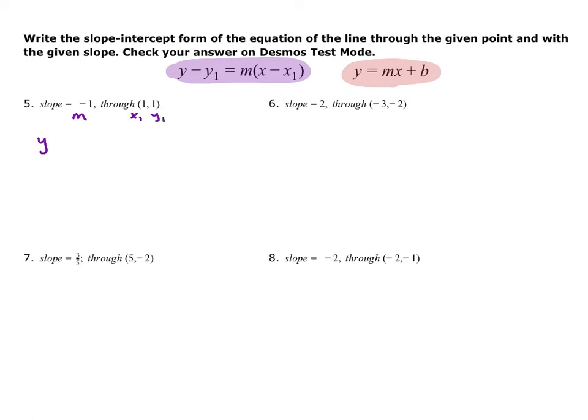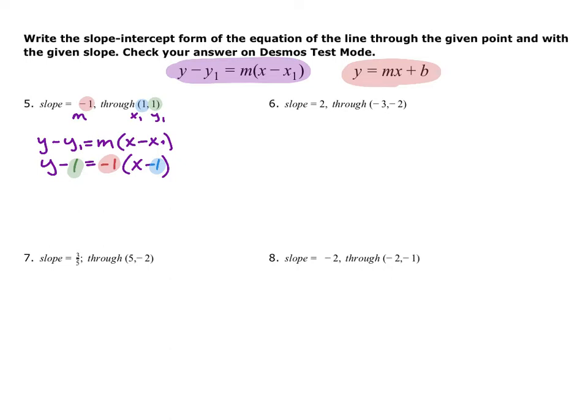So if I'm filling in y minus y1 equal to m times x minus x1, literally all I have to do is put all of those things where they belong. This would be y minus y1 equal to m times x minus x1. So that the slope is the m, the x1 is where the x1 goes, and the y1 is where the y1 goes.